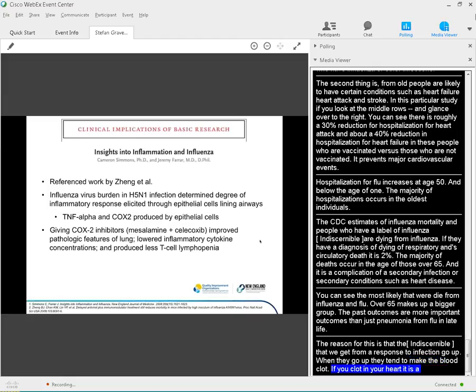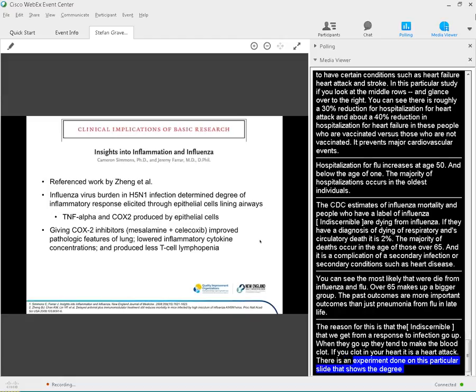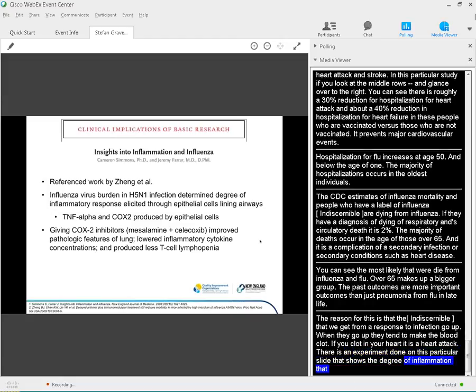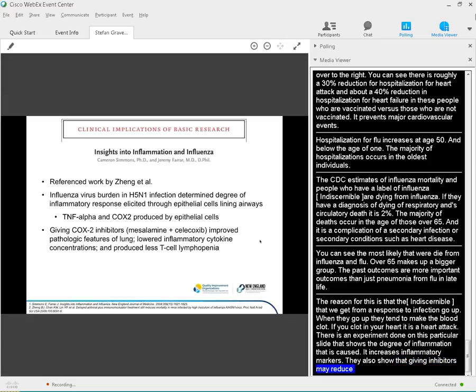So there's an experiment done by Zeng on this particular slide that shows the degree of inflammation that's caused with, in this case, an experimental flu infection, and it increases inflammatory markers such as TNF-alpha and COX-2. And they also showed that giving COX-2 inhibitors might improve the pathologic features of the lung, lower the inflammatory cytokine concentrations, and less of the T-cell lymphopenia that comes with infection.